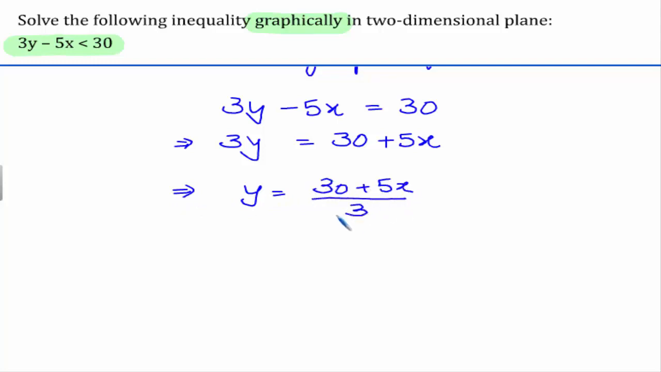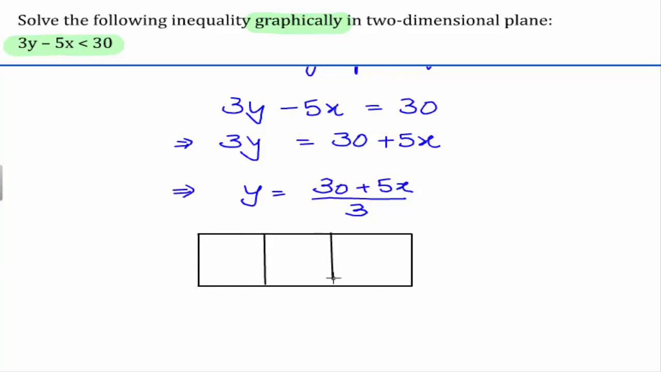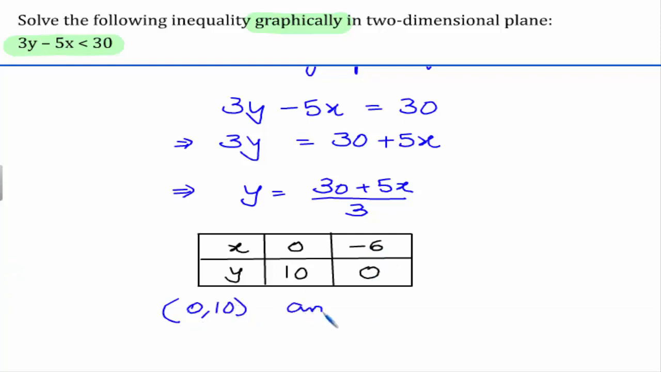Now let us form the table to select the points. Let us select the values for x and we get different values for y. If x is equal to 0, then y will be 10. If x is equal to minus 6, then y will be 0. So the ordered pairs are (0, 10) and (minus 6, 0). Now with the help of these two ordered pairs, let us draw the graph.